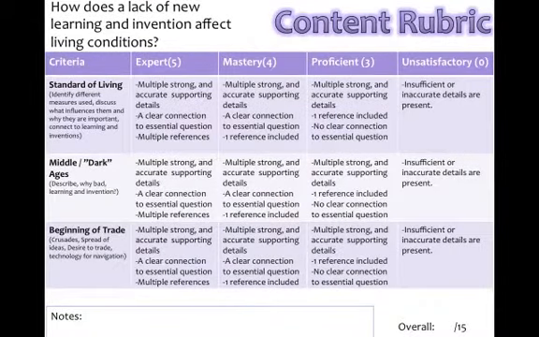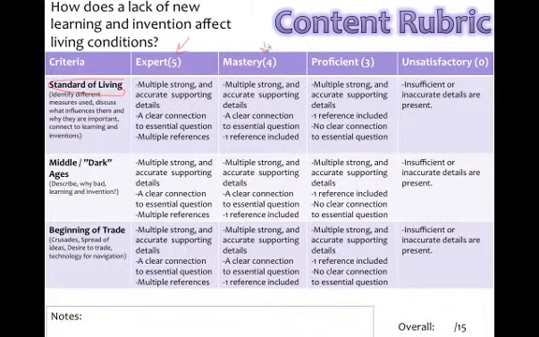Okay, let's look here at the rubric for the content for our second week unit. The big question that we're looking at here is how does a lack of new learning and invention affect living conditions? So to start this out, we need to talk about what are living conditions or standard of living. In this section here, I'll give you a little arrow. So standard of living in this section, and we already understand the 5, 4, 3, 2, 1, so we don't need to explain that again.